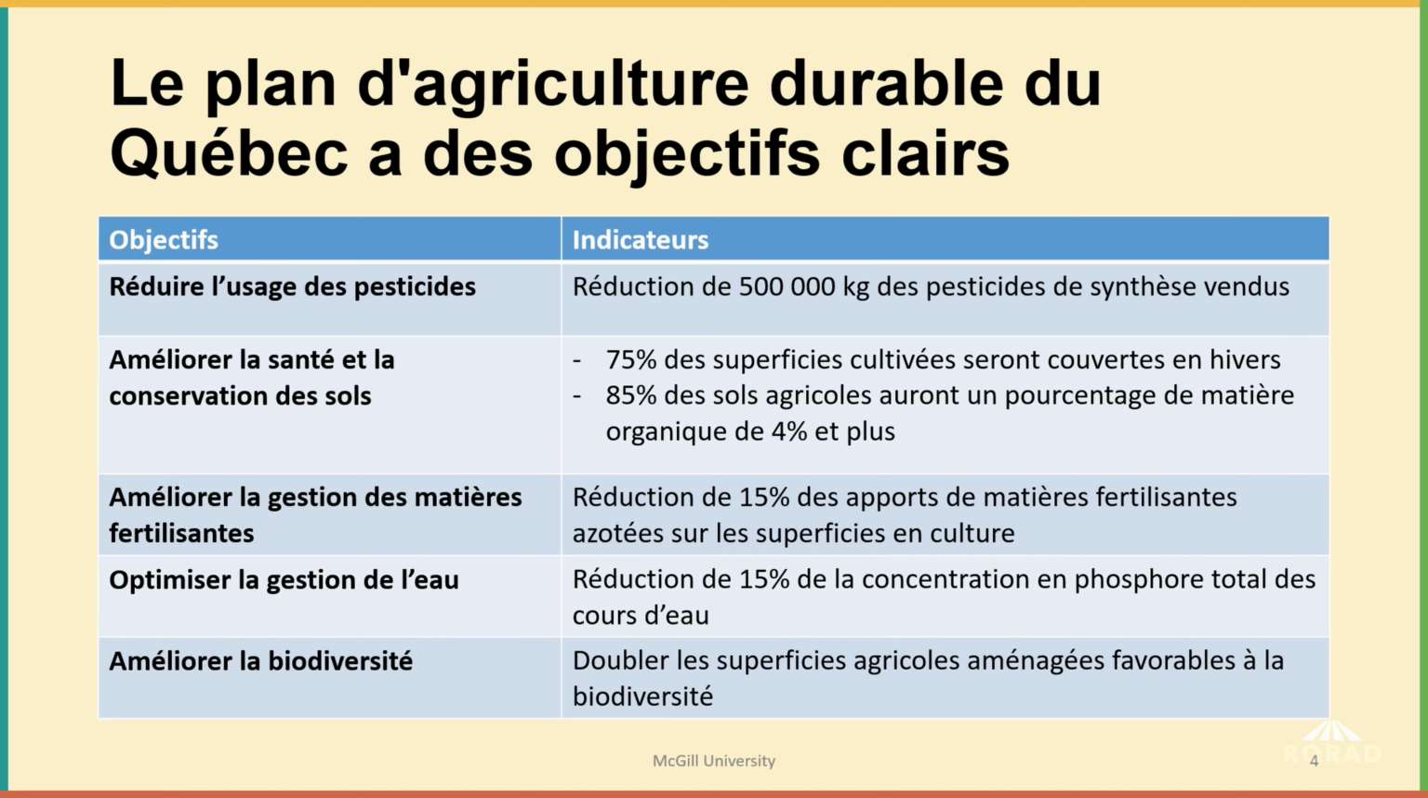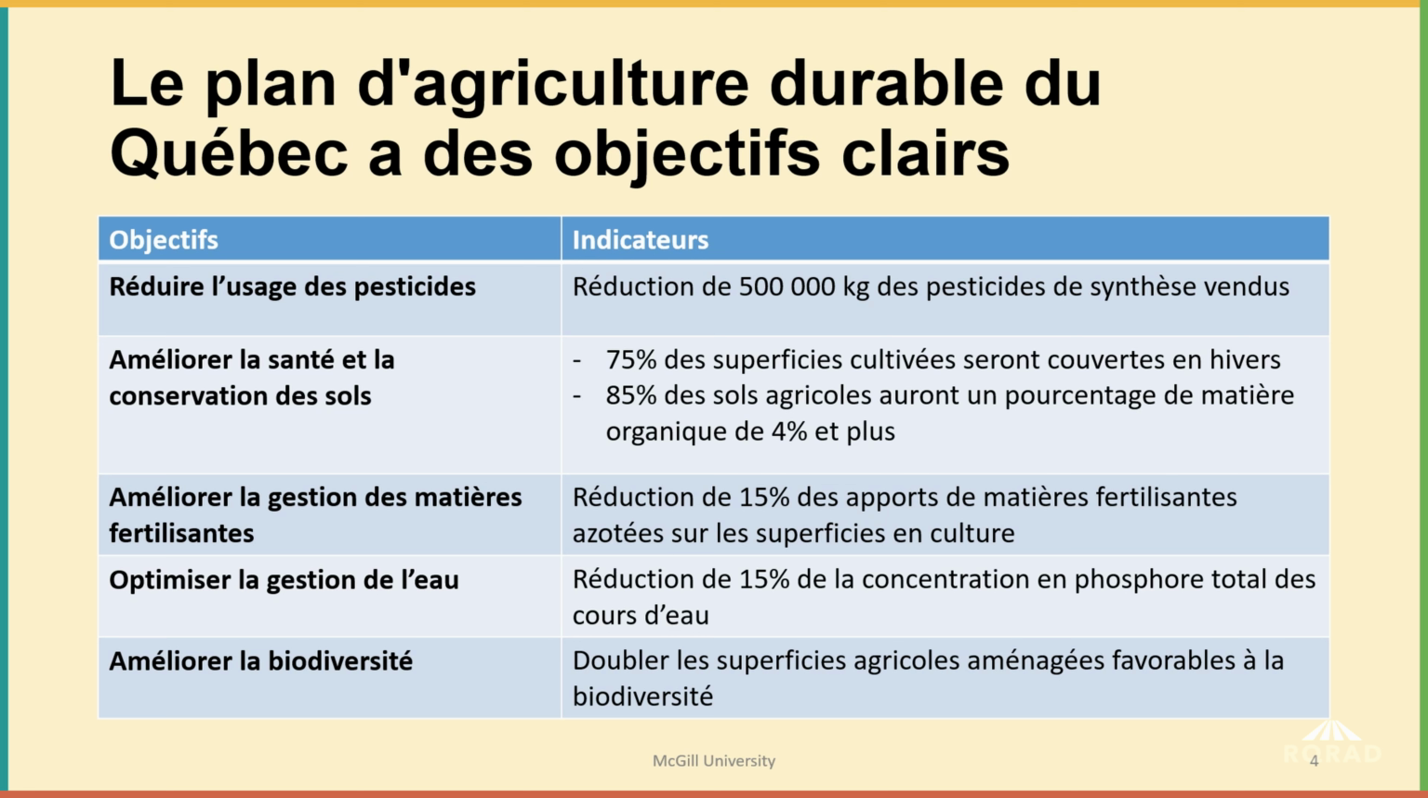So one of the things that we've done in Quebec, which is a really good thing, is that we've developed our sustainable agricultural plan, and it has very clear goals and objectives. So again, you've all seen this. We want to reduce our pesticide use, and the good thing about this is that we have clear indicators so that they're measurable in terms of how we are doing. So we want to reduce the amount of pesticides being sold.